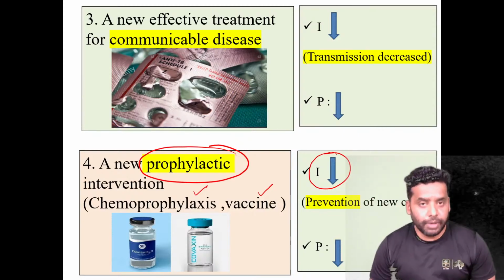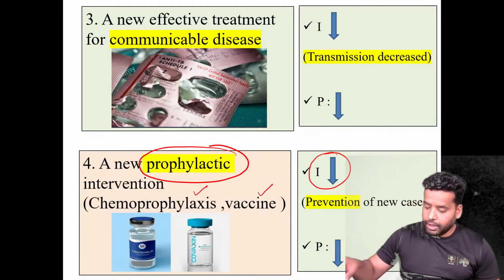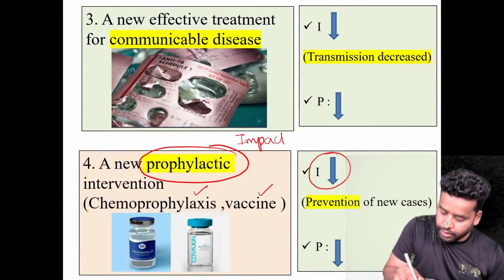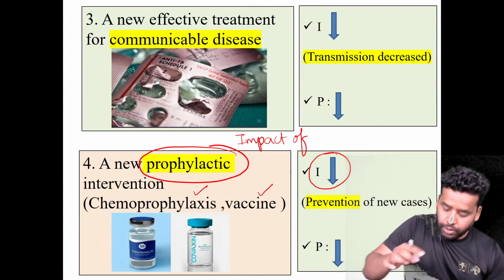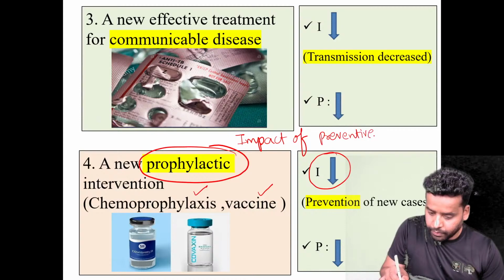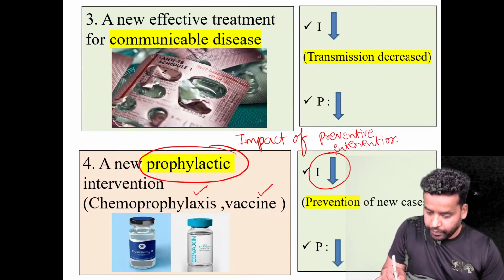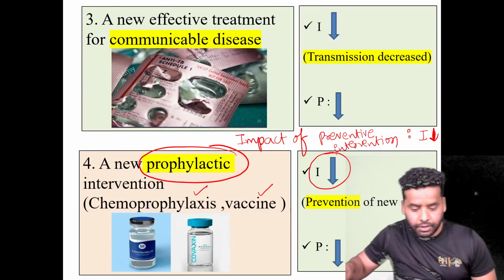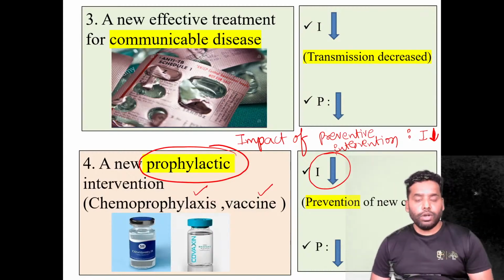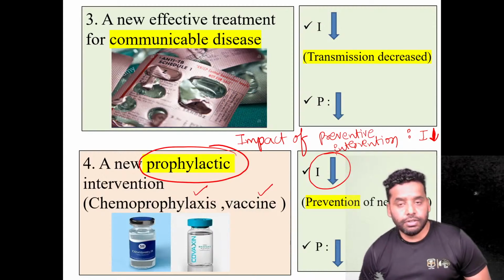But which is a better measure to assess the impact of a preventive intervention? Now you tell the answer. Incidence should come down because prevalence will take some time. So for most preventive interventions, when I want to assess the impact, incidence will be a better measure.